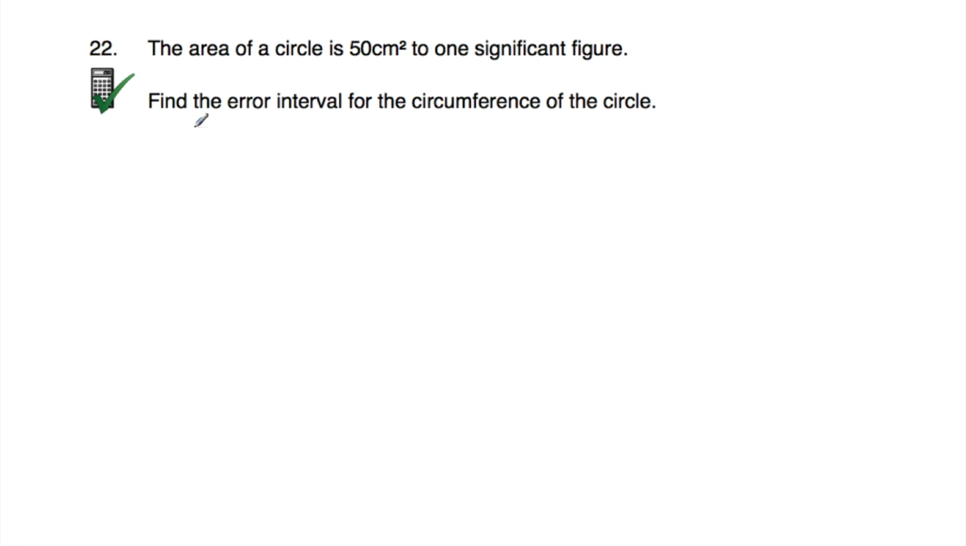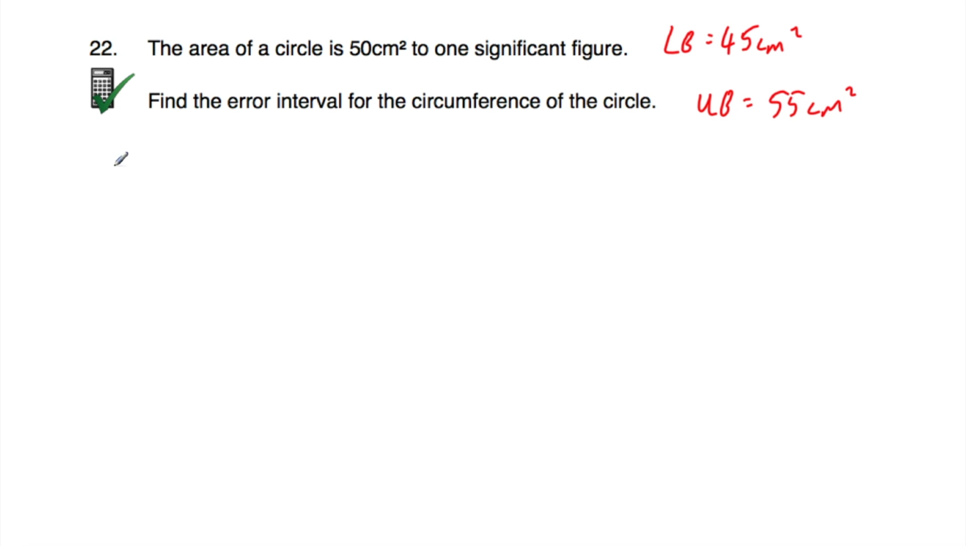Okay, let's look at question number 22. Question number 22 says the area of a circle is 50 centimeters squared to one significant figure. That means the lower bound for the area would be 45 centimeters squared, because when you round that to one significant figure, that would be 50. And the upper bound would be 55 centimeters squared, because anything up to, but not including 55 centimeters squared, would round to be 50 centimeters squared to one significant figure. So the lower bound for the area of the circle is 45 centimeters squared, and the upper bound is 55 centimeters squared. And we've been asked to find the error interval for the circumference of the circle.